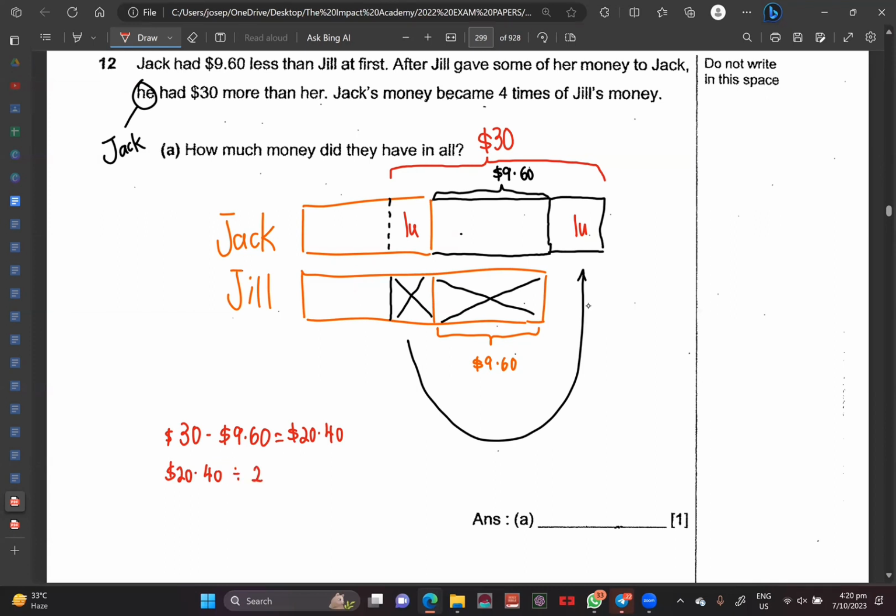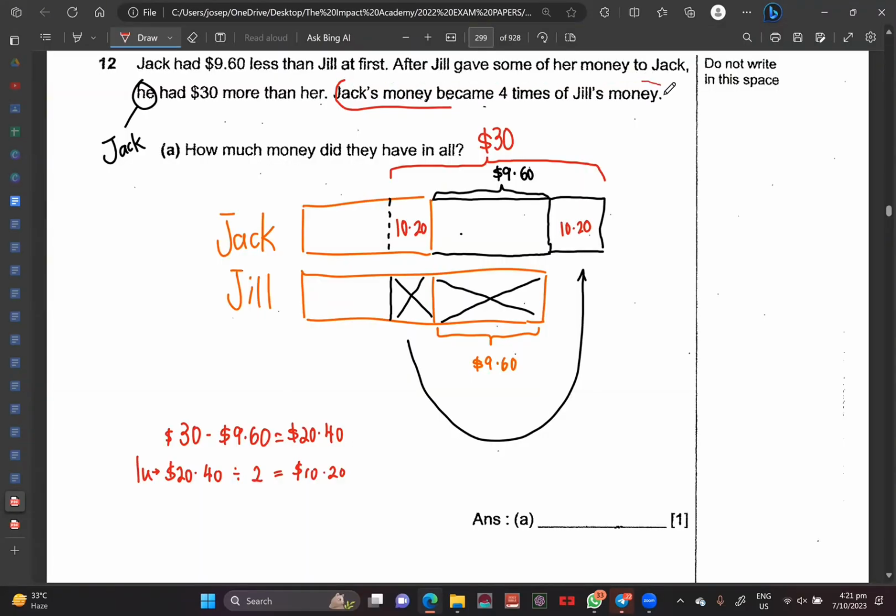Why is it that I have to divide by 2? Because I want to find 1 unit. Make sense? All right. So what I can say is that this is basically 1 unit. Which one is 1 unit? This over here and this over here is 1 unit. Okay. Can you see that this is $10.20? This is the main. Now, the moment you have this $10.20, the question says, how much money did they have in all? Oh, wait, before I even go on to that, I just want to make sure that this part is actually factored in.